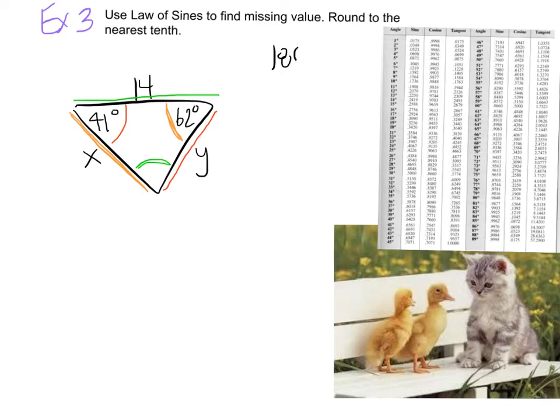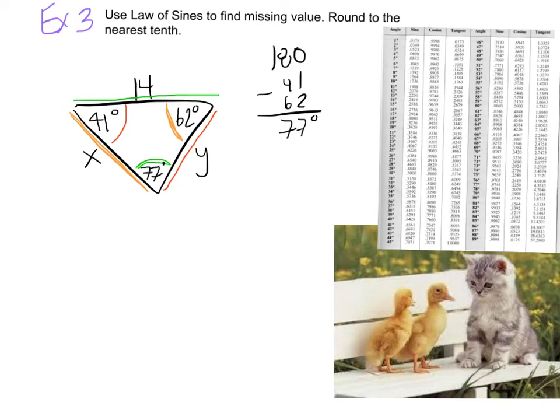So we're going to go ahead and do our calculations. I have 180, and I'm going to subtract 41 and 62. And when I do that, do you know what I'm going to get? It's 77 degrees. Now, in order to find an x value and a y value, that means I'm going to have two different proportions. I'm going to write one of them for you.